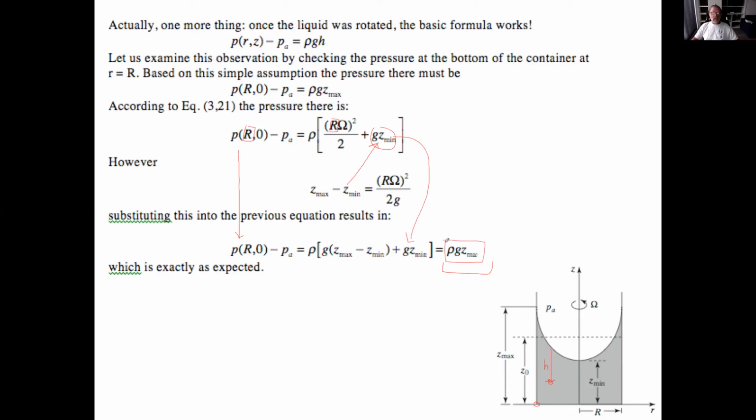So one more time, we proved that if you know the shape of the surface, you can take any arbitrary point, figure out what the depth is, and then the simple formula, rho G H, will work. Okay, I think we can move on to the examples.